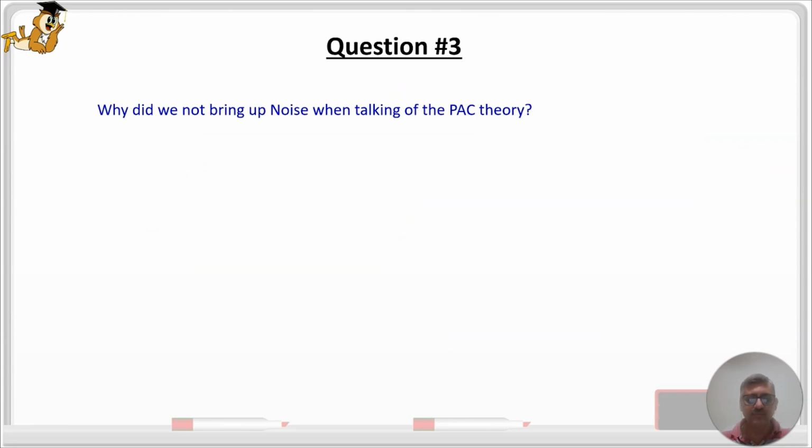Question 3. Interesting. Why did we not bring up noise when talking of the PAC theory? Remember, the PAC theory said that Eout is less than Ein plus a quantity that depended on delta, N and the VC dimension. We did not bring up noise over there. Can you guess why we did not bring it up there? Maybe we just forgot. Is that the reason? Or is there another reason for not bringing up noise when talking of the PAC theory?